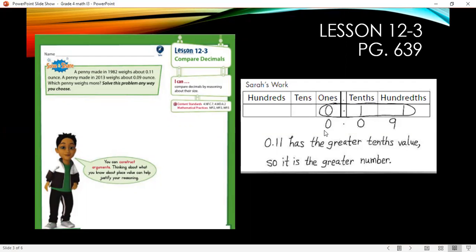When we place the number 0.09 underneath it, we can clearly see that there's no value or a smaller value in the tenths place and the hundredths, which means that 0.11 has the greater tenths value. So it is the greater number.